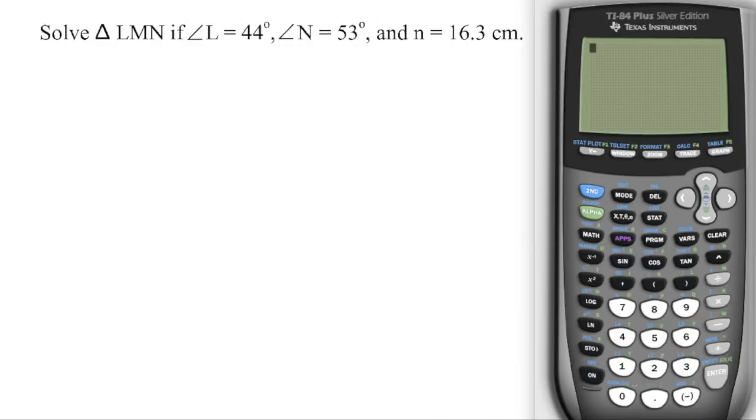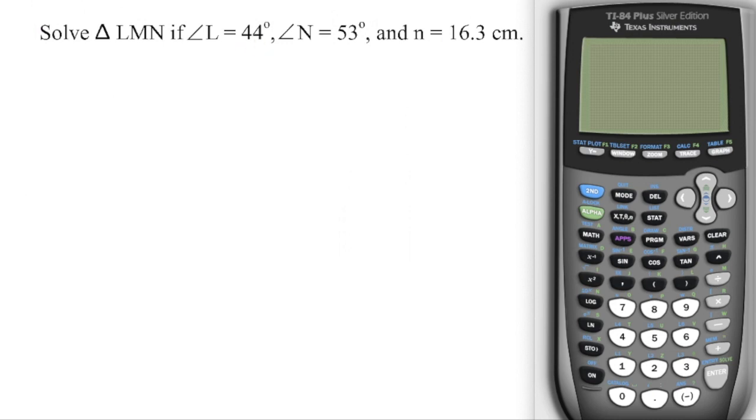In our next example, we're asked to solve a triangle. They give us two angle measures and one side length, so we need to determine the third missing angle and the two missing side lengths. The first thing you always want to do is draw a sketch. It's not going to be drawn to scale, but you want to try to get it as close as you can.